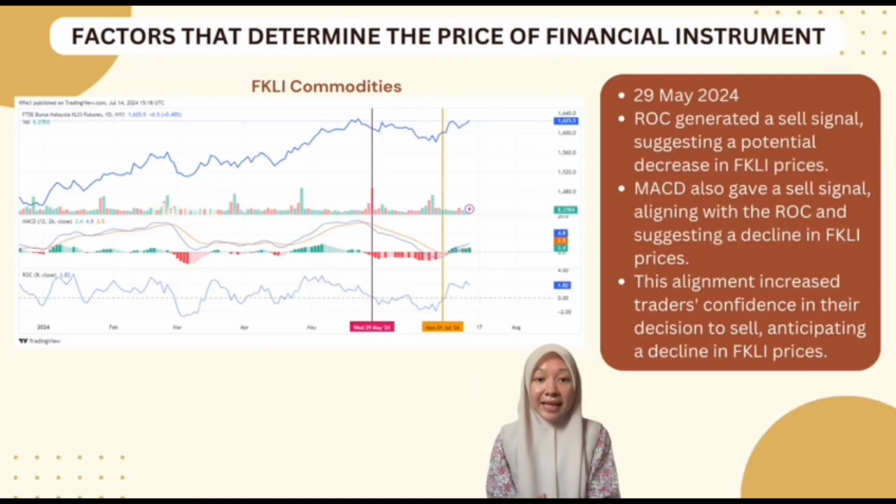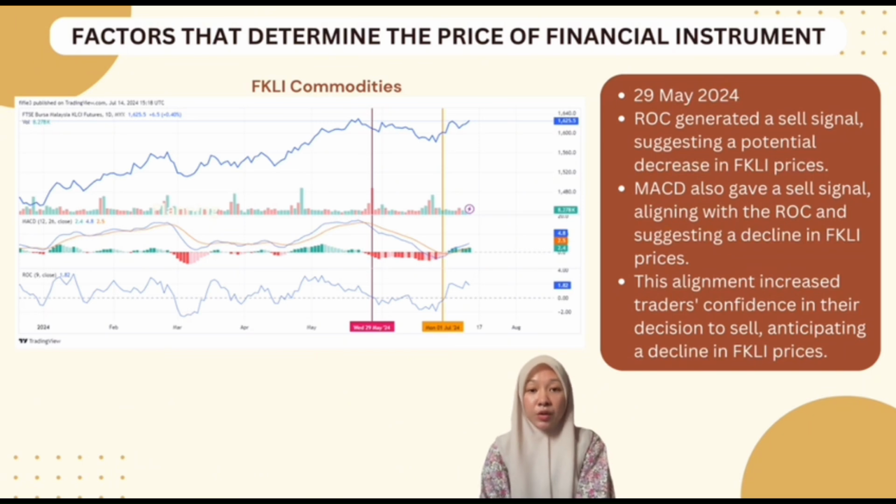Next, price of FKLI commodities. This explores the factors affecting the price movement of the FTSE Bursa Malaysia KLCI futures, FKLI commodities. So, same as before, we use ROC and MACD. In this analysis on May 29, 2024, ROC generated a sell signal suggesting a potential decrease in FKLI price. Then MACD also gave a sell signal suggesting a decline in FKLI price.